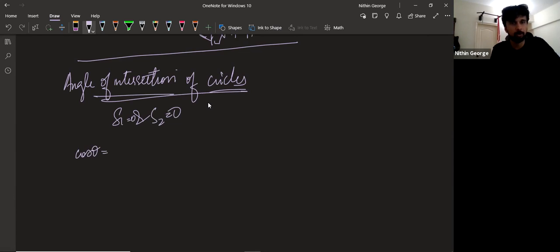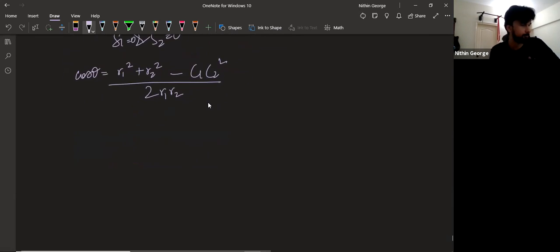So here you can say that cos theta is R1 square plus R2 square minus C1C2 square divided by 2 R1 R2. Right, cos theta will be given like this. Now, from here, you can find a condition where they are orthogonal. You can say that R1 square is R2 square.